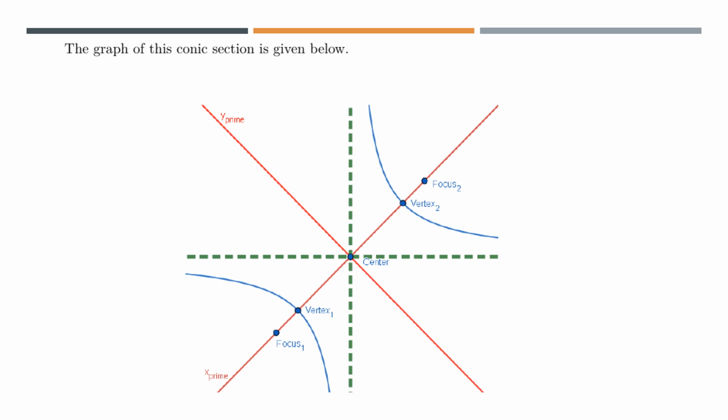So this is still a hyperbola, but the original coordinate system has been rotated 45 degrees so that the red lines correspond to the new coordinate system, and therefore we describe this hyperbola relative to that rotated axis.